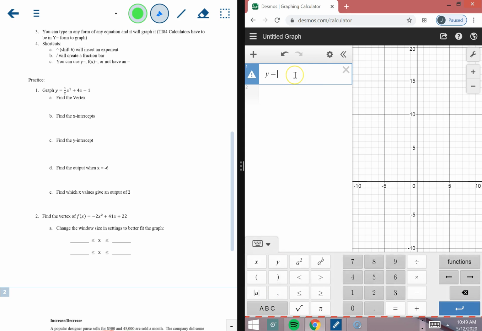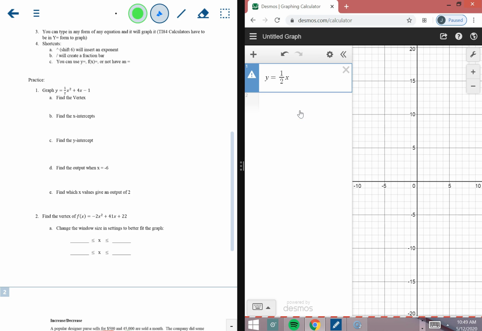All right. So y equals, and then 1/2, and it automatically inserts your fraction. Now you want to use the right arrow key to get out of the fraction, otherwise it'll keep typing in the denominator. All right, and then x, shift 6 to get the exponent, and you'll see it goes up to the exponent. And then squared. Okay, and it graphs it as it goes.